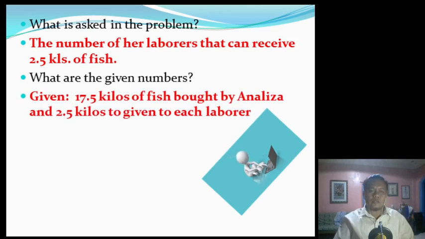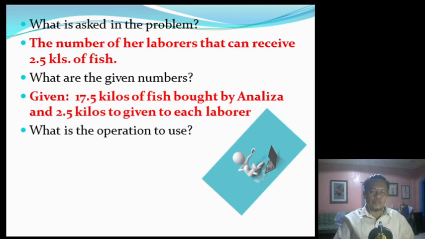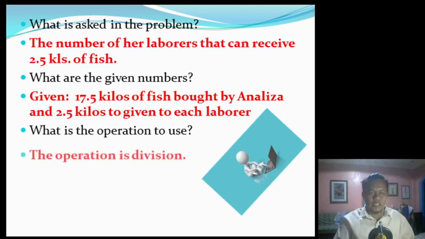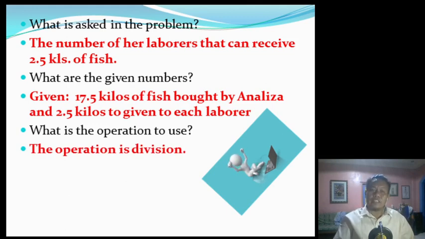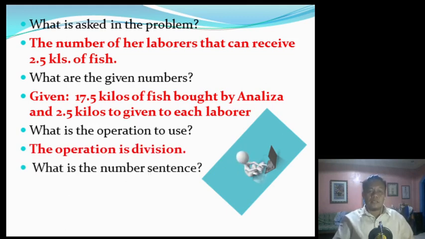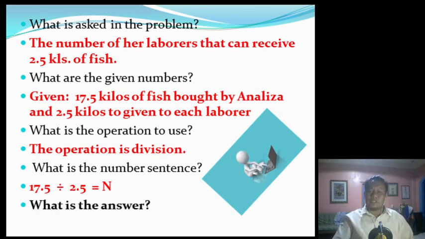Number three, what is the operation to be used? Yes, the operation is division. What is the number sentence? 17 and 5/10 divided by 2 and 5/10 equals n. What is the answer? Right, the answer, because it is last.